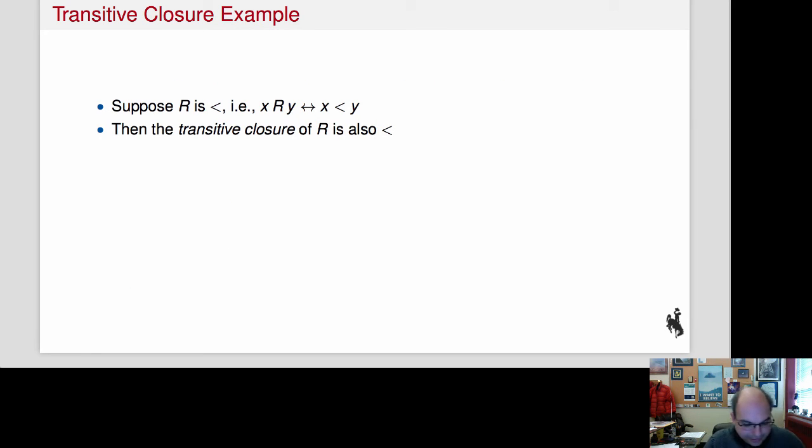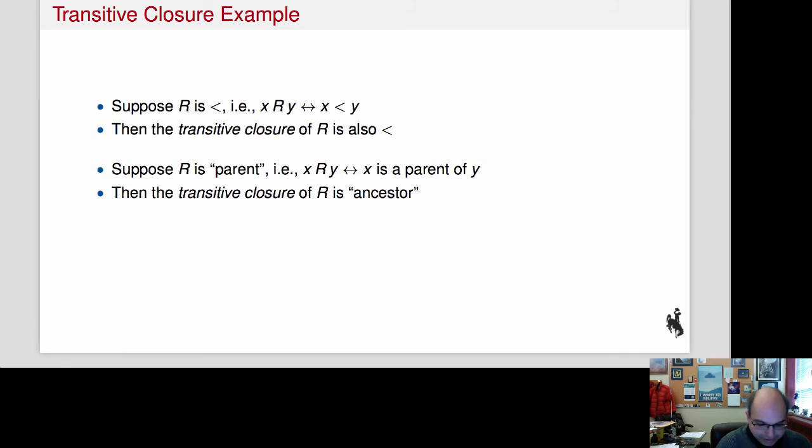Example, let's take less than, okay. The transitive closure of less than is actually also less than, okay? And that shouldn't be a big surprise. Less than is a transitive relation. Since this already has the property that I want, I don't need to add anything to it in order to get the property, right? So let's try a different one.